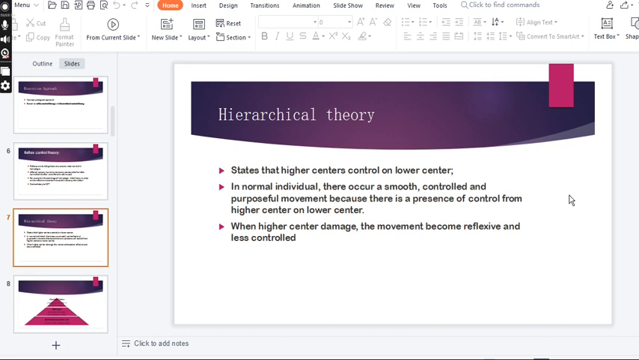Hierarchical theory states that there is higher central control on lower centers. In a normal individual, there occurs smooth, controlled and purposeful movement because there is control from the higher center on the lower center. When the higher center is damaged, the movement becomes reflexive and less controlled.